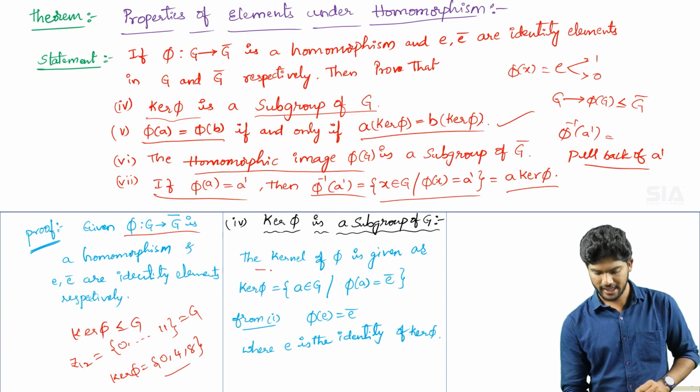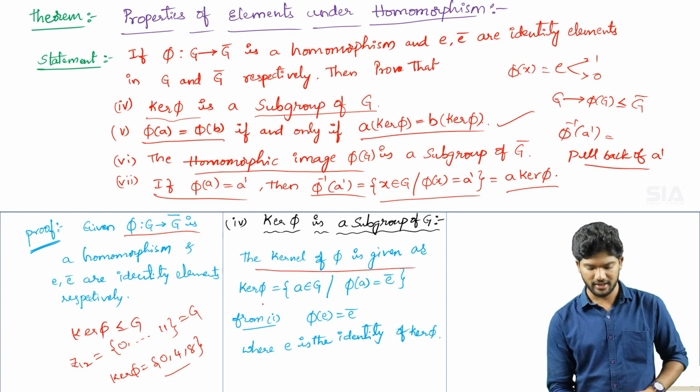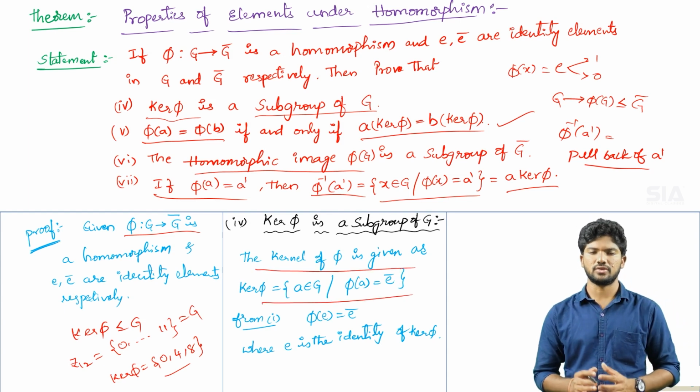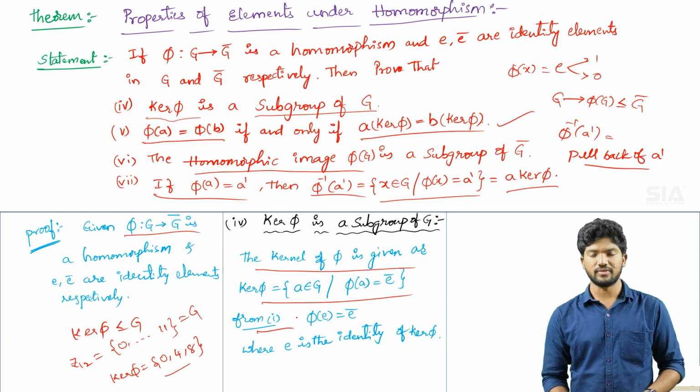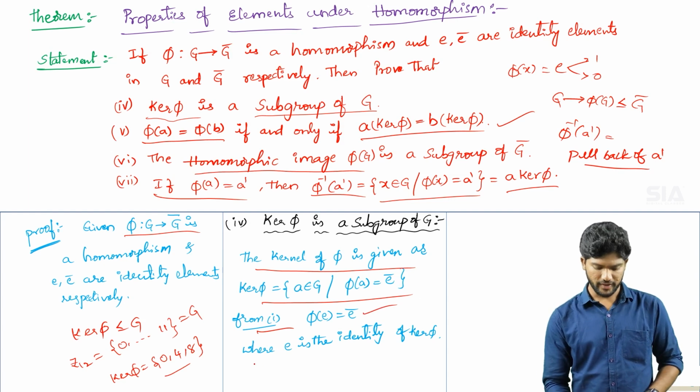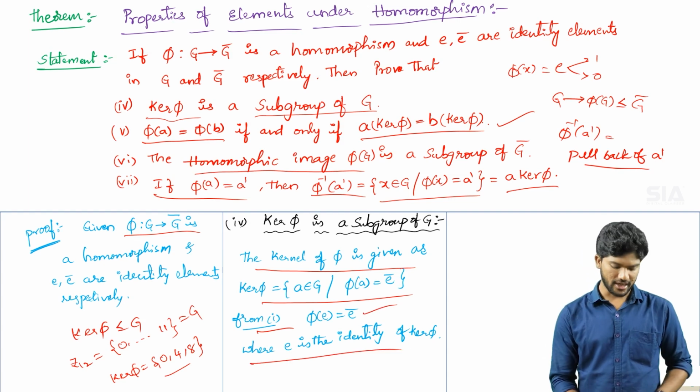Now the kernel of phi is given, according to the definition, as kernel of phi equal to the set of a belongs to capital G such that the image of a is equal to the identity E bar. Now from condition 1, what is condition 1? We have phi of E is E bar, where E is the identity in kernel phi.